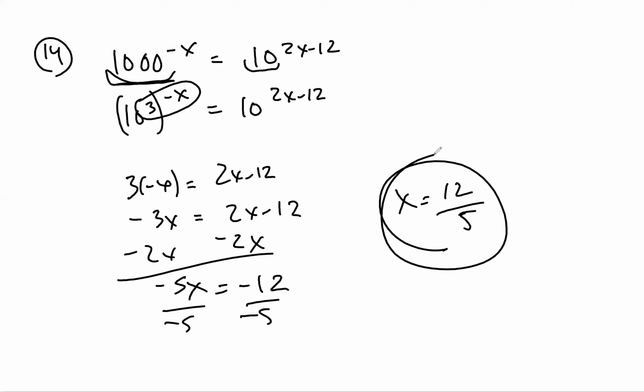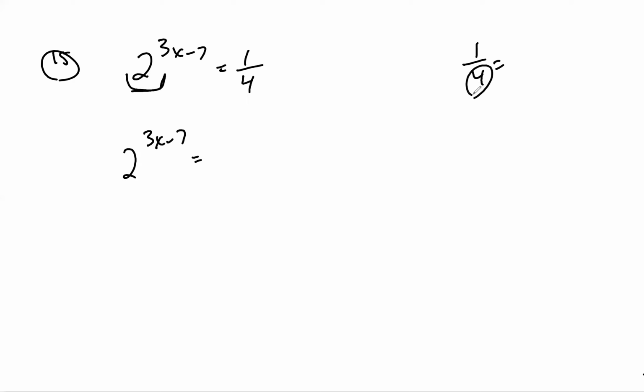All right, two more. Number 15. 2 to the 3x minus 7 equals 1/4. So again, 1/4, we need to somehow figure out how to turn it into an actual number. Over here, the base 2 is not going to change. So 2 to the 3x minus 7 is going to stay the same. I need to figure out how to turn this 4 into base 2. Well, as it would turn out, 4 is just 2 squared.